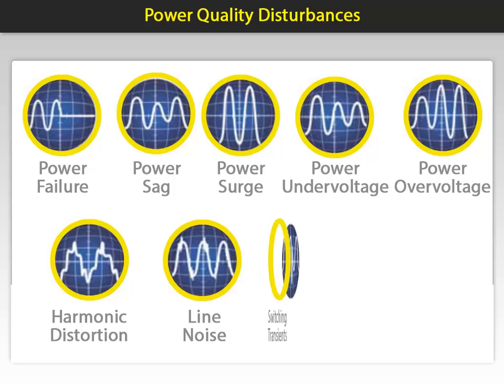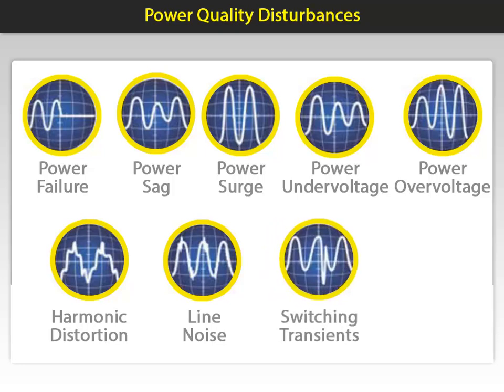Switching transients significantly impact power quality by causing sudden, high-frequency voltage spikes or dips when electrical circuits are switched on or off, potentially leading to insulation breakdown and equipment damage due to the rapid change in voltage and current levels within the system.